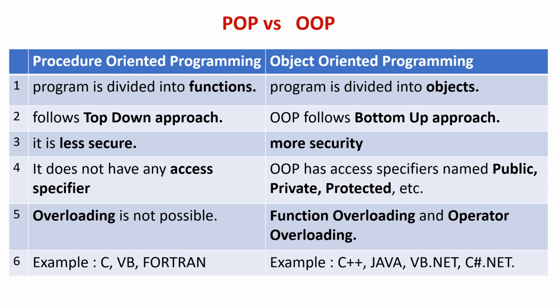Object-oriented programming uses two features, function overloading and operator overloading. These two features are very useful in object-oriented methodology, which is not available in procedure-oriented programming. C, VB, Basic, Fortran, Pascal are some languages used in procedure-oriented programming. C++, Java, VB.NET, C#.NET are example languages used for object-oriented programming.